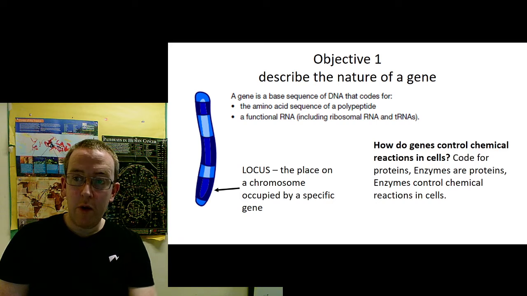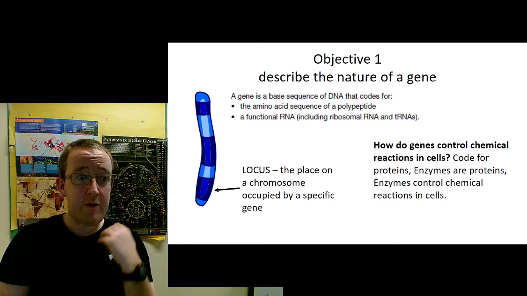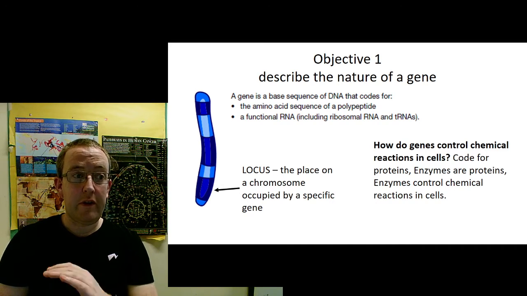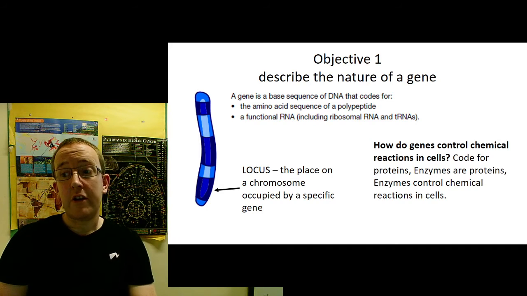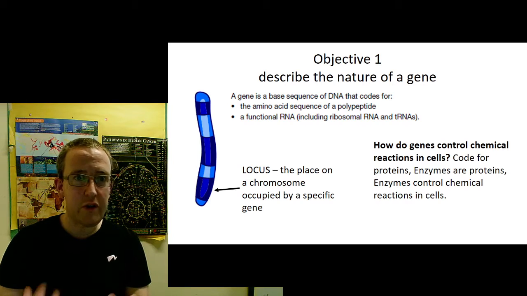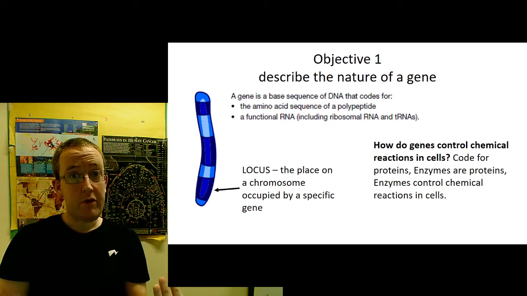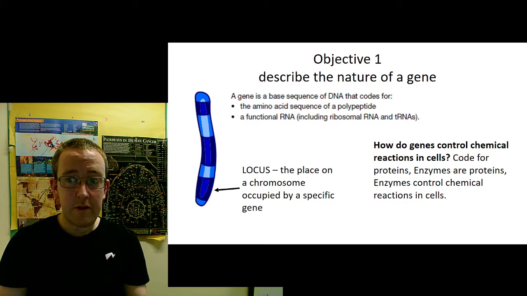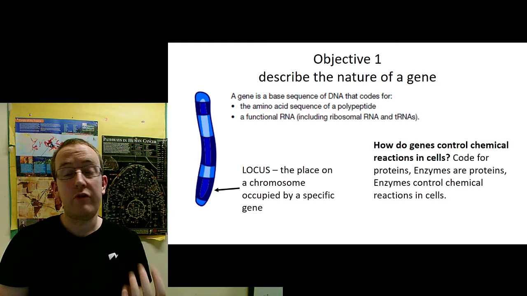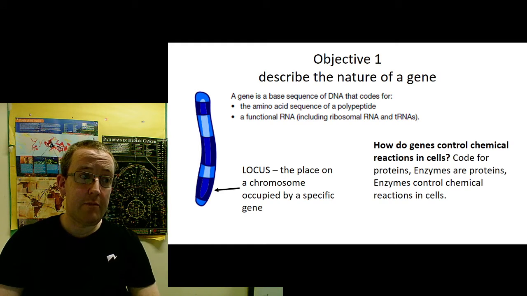And we've got these ribosomal RNAs, transfer RNAs, which we're going to get to later in this topic and look a little bit at in this lesson. So how do genes control reactions in a cell? Or how do they actually control the cell? Again, covered at GCSE, a little recap. Well, they code for proteins. Proteins could be enzymes. Okay, enzymes are proteins, but not all proteins are enzymes. And enzymes control chemical reactions in cells through regulating metabolism.